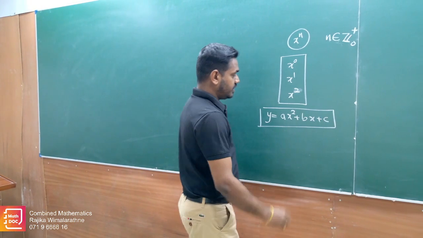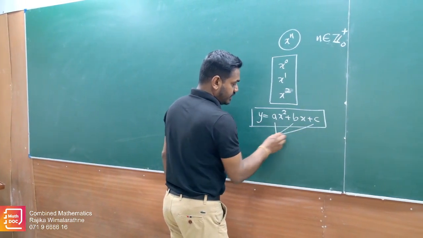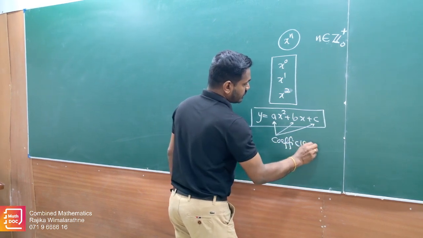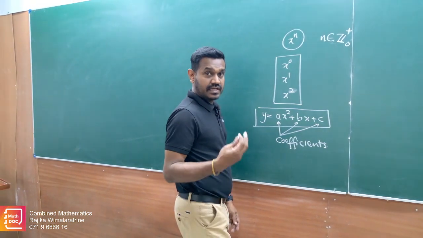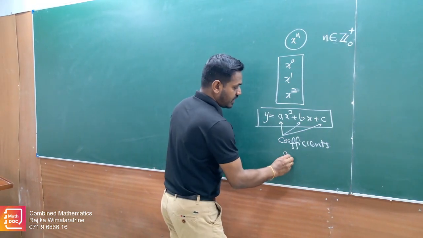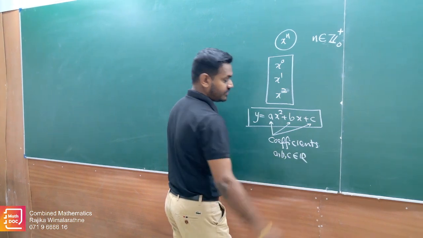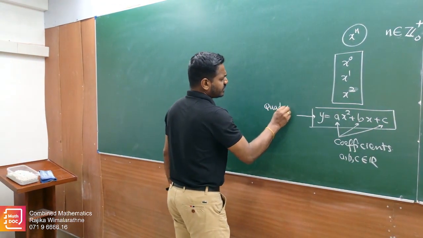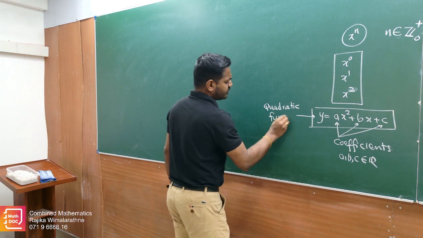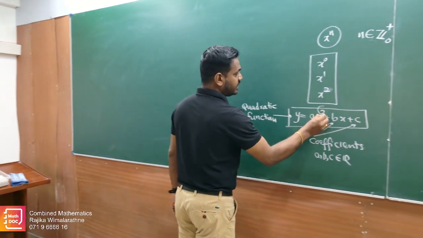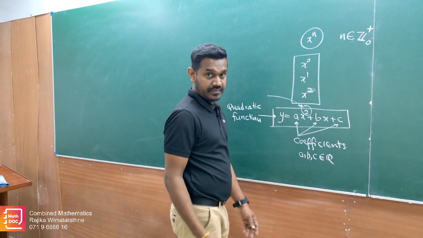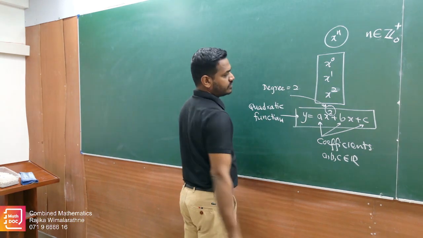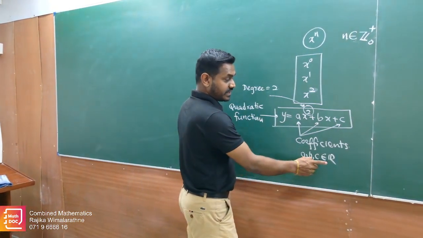So here the a, b, c values we call coefficients. They are real values. So here we say it is a quadratic function because its degree is 2. We call degree the maximum power. Then degree 2, maximum power 2. Therefore, a, b, c are real values.